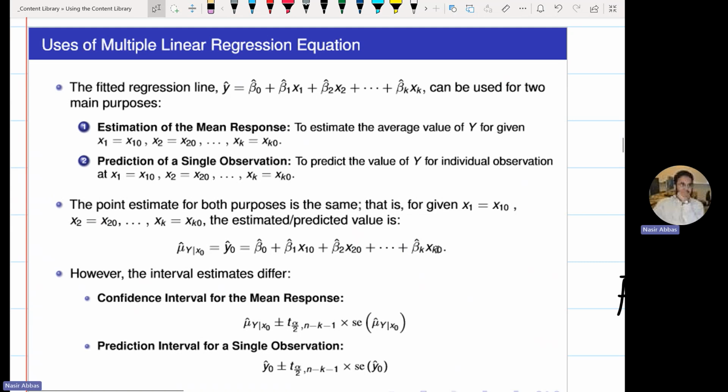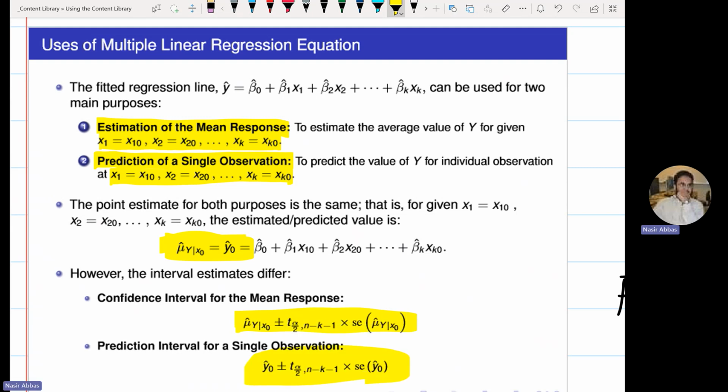The last thing of this chapter is to make use of regression. Again, what do we use regression for? Two objectives. First, estimation of the mean of y when x1 is x1 naught, x2 is x2 naught, x3 is x3 naught, x4 is x4 naught, and x5 is x5 naught. And what is the second use? Prediction of a single value of y when x1 is x1 naught, x2 is x2 naught, and so on. What about the point estimate for the two of them? Same. The point estimates for the two of them are the same, but the interval estimates are different.